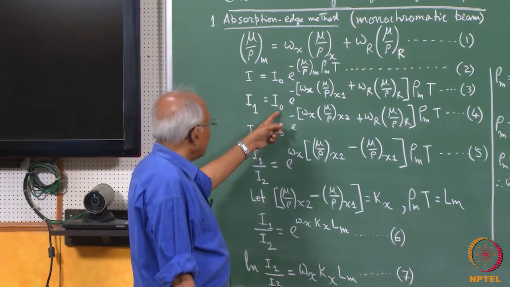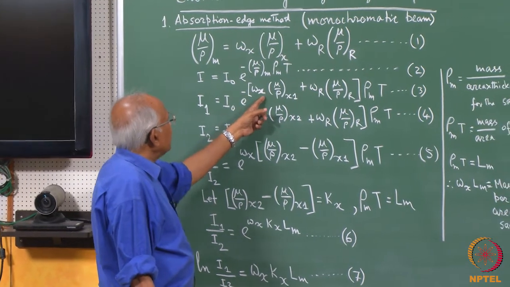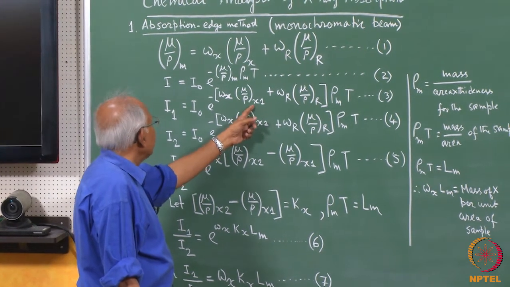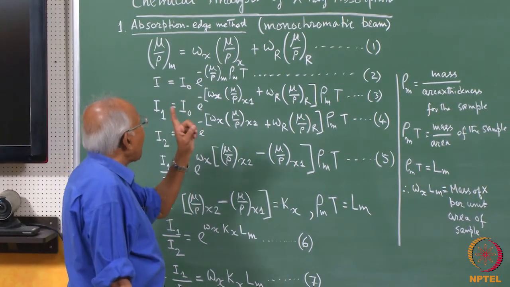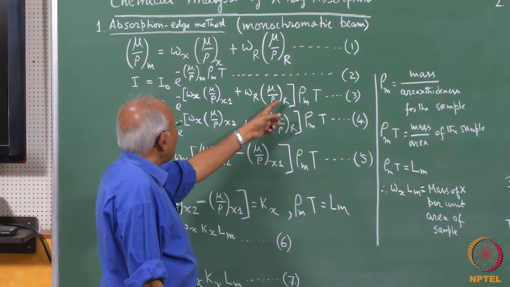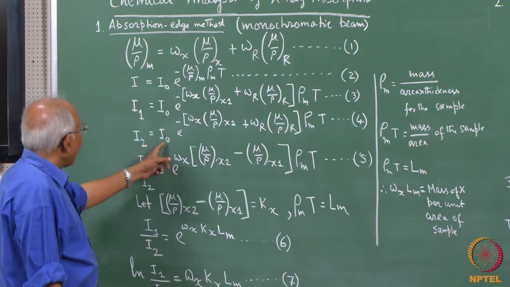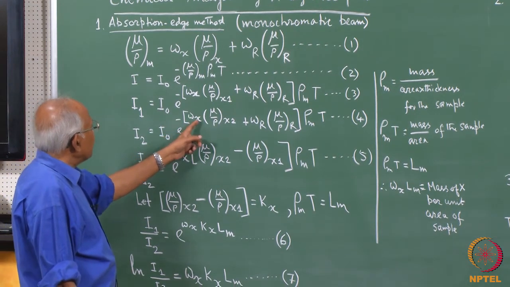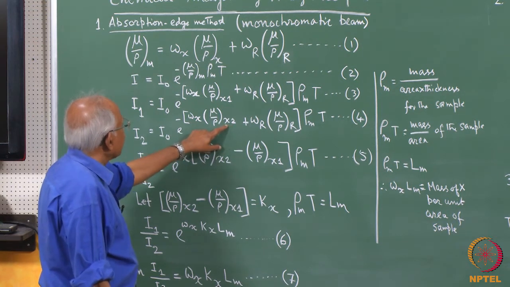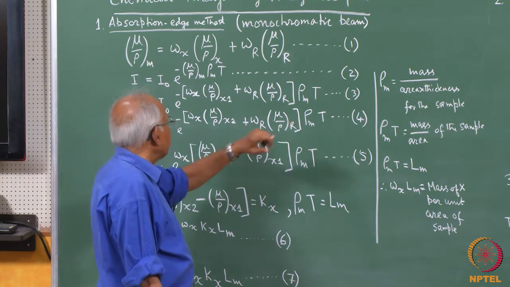I1 will be I0, the incident intensity, times e to the power minus [wx (μ/ρ)x1, which indicates that we are considering the intensity I1 at that level, plus wr (μ/ρ)r] ρm t. Whereas, I2 can be written as I0 e to the power minus [wx (μ/ρ)x2, which corresponds to the transmitted intensity at I2, plus wr (μ/ρ)r] ρm t.